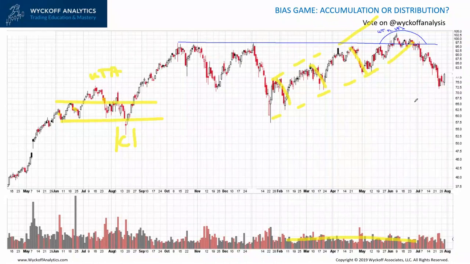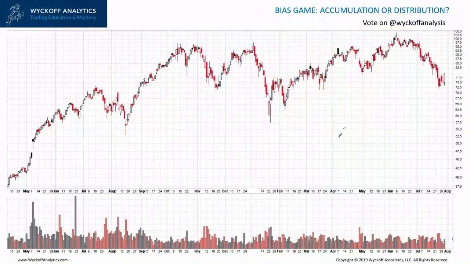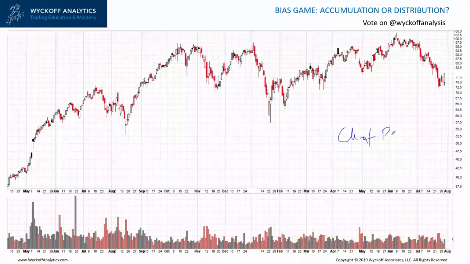Okay, and then we're failing from here. Well, what about a situation where this could be phase B, and then this upthrust still in phase B, and then we're going into phase C. Wouldn't the volume signature then work like this? Well, definitely we could say that, but think about the change of behavior.